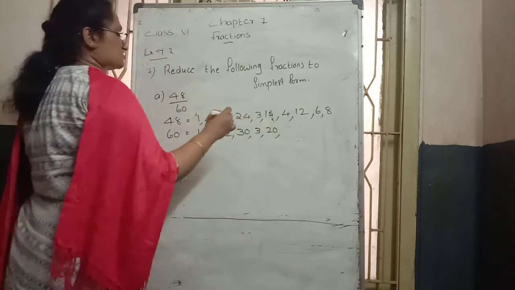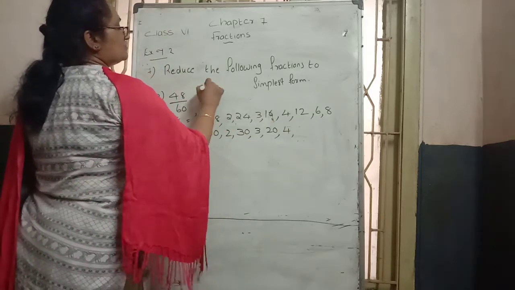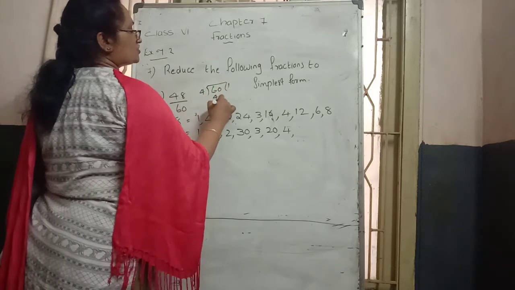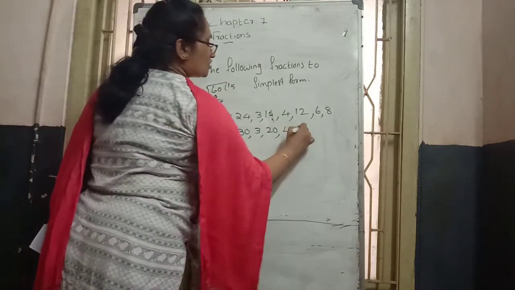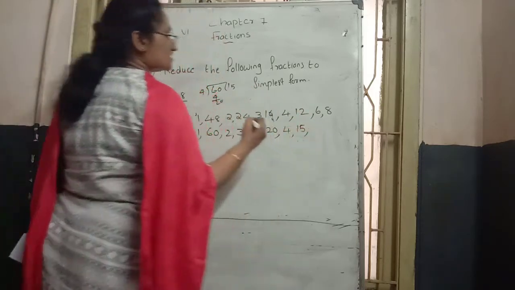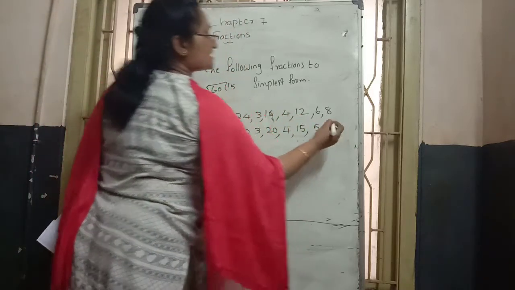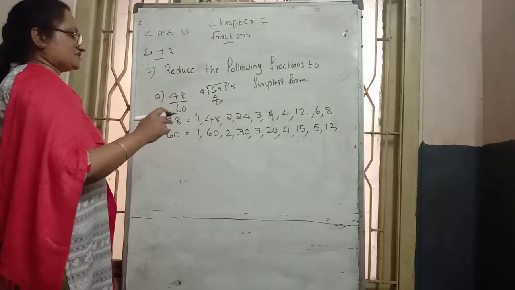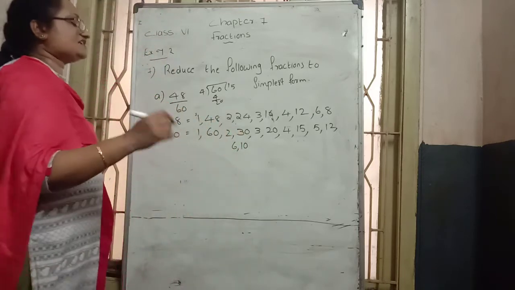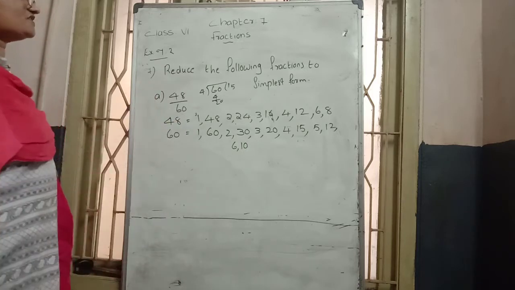Then is the 4 table possible for 60? Yes, 4 into 15 becomes 60, so the 15 table also. Then the 5 table is possible, as 5 into 12 becomes 60, so the 12 table also. The 6 table, yes, 6 into 10 becomes 60, so the 10 table also. The 7, 8 and 9 tables are not possible, and the 10 table we already wrote.